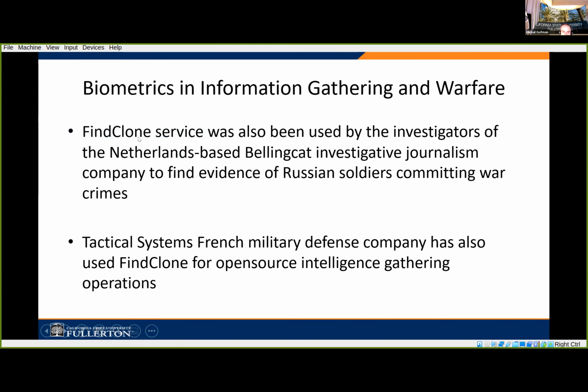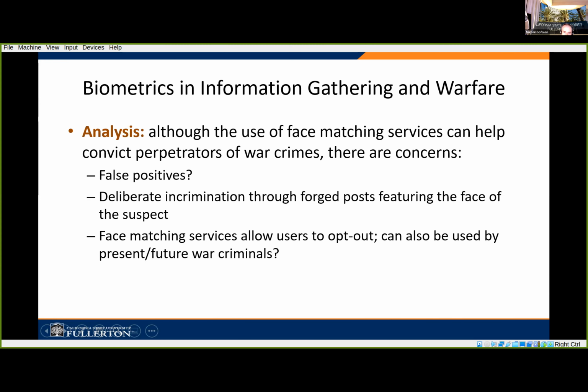Also, the FindClone service has been used in information gathering and warfare by investigators of the Netherlands-based investigative journalism company known as Bellingcat. They used it to collect evidence of Russian soldiers committing war crimes in Ukraine. The tactical systems French military defense company has similarly used FindClone in order to gather open source intelligence. One of the examples was that they found that one of the faces which appeared in a photo was a well-known Russian official. You can see our paper for details.